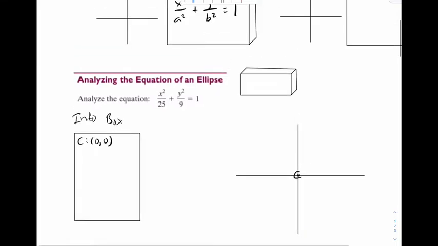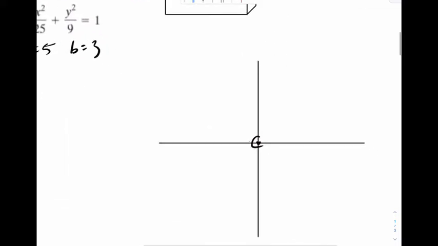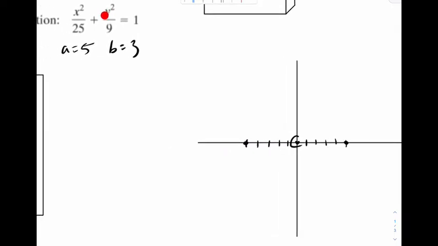And notice how this is a squared, which means right here, a is 5 and b is 3. So I'll simply take the square root of each of these. What this tells you is how far out to go in each direction. So in the x direction, we're going to go 5 out. 1, 2, 3, 4, 5. Mark it. And right here, it tells you in the y direction, you're going to go 3 out. 1, 2, 3.